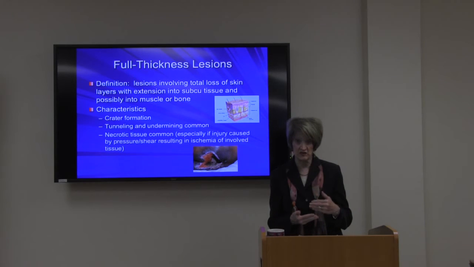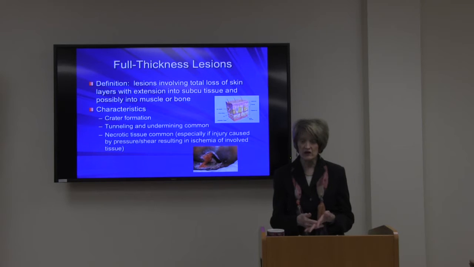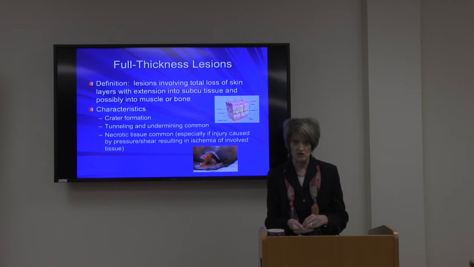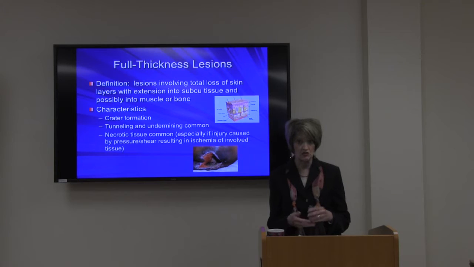Whereas if your patient is very thin, even cachectic, you might have a relatively shallow crater, even if it extends into the muscle. Very common to have tunneling or undermining. Those are terms that we'll talk more about. Particularly common when shear force is involved in the pathology, and we'll go over that in a few minutes. Also very common to have necrotic tissue, either slough or eschar.